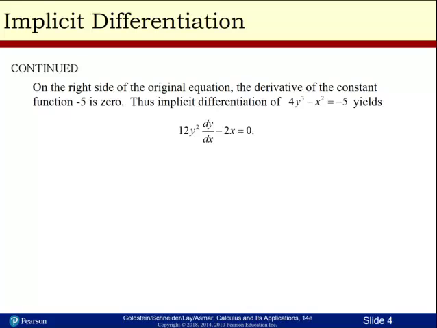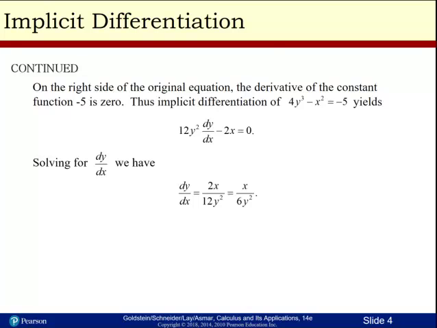Now, on the right side of the original equation, the derivative of the constant function, negative 5, is 0. Thus, the implicit differentiation of 4y cubed minus x squared equals negative 5 is 12y squared times dy over dx minus 2x equals 0. What we want to do is get dy over dx all by itself. So we're going to move over the 2x and divide by 12y squared. That's our process here.